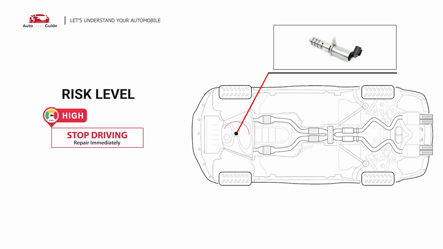This engine code indicates that the vehicle's computer has detected a high voltage condition in the camshaft position actuator control circuit for bank 1, which is the side of the engine with cylinder number 1. Under this circumstance, stop driving and repair your vehicle immediately.